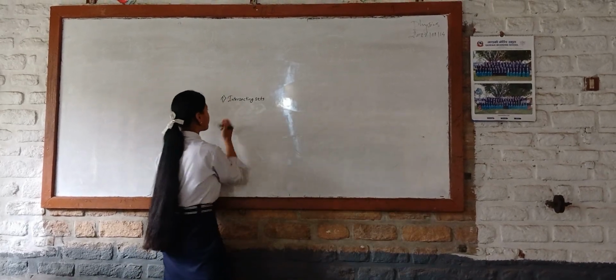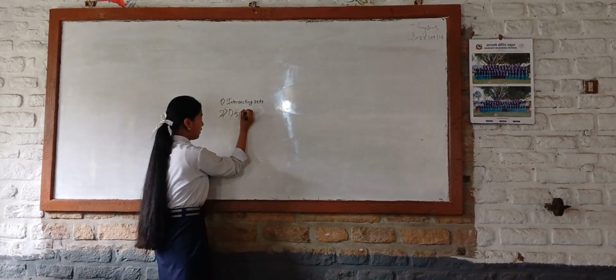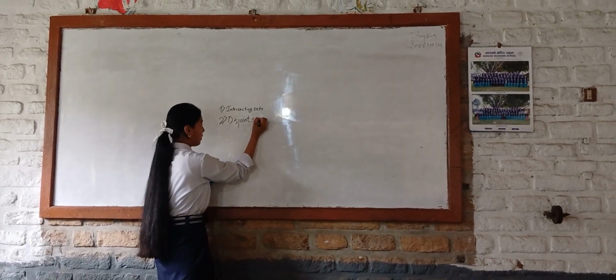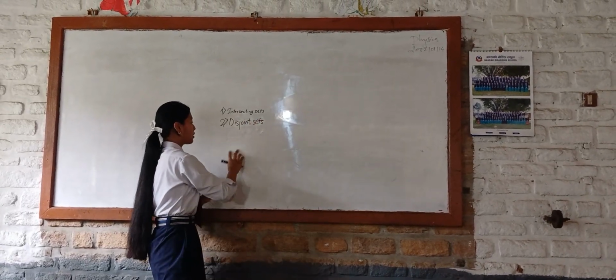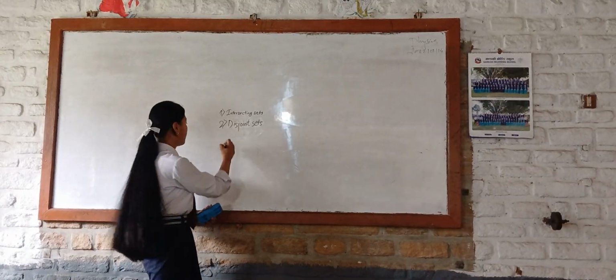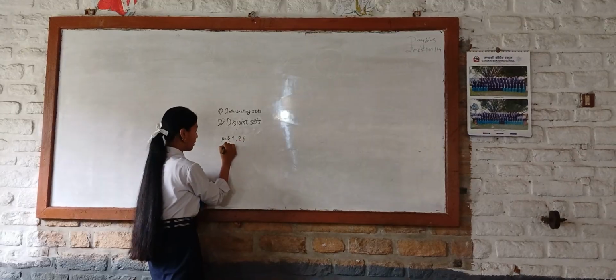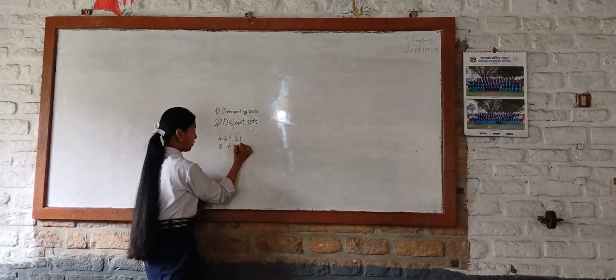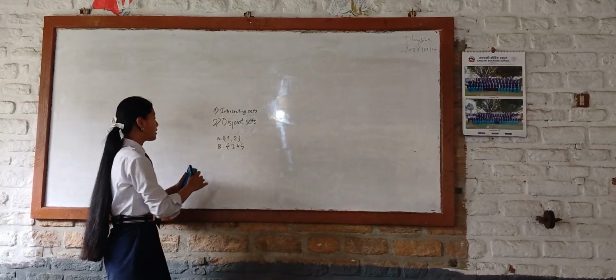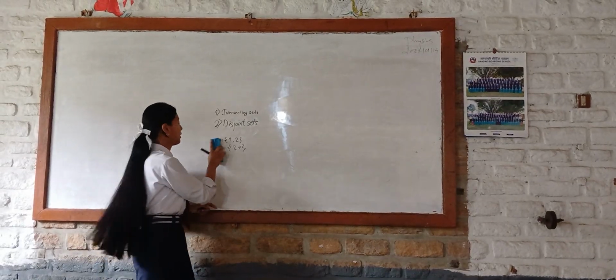And the next is disjoint sets. Disjoint sets mean no element is common here, such as 1, 2 in A, and in B there are 3 and 4. No element is common here. So these sets are disjoint sets.